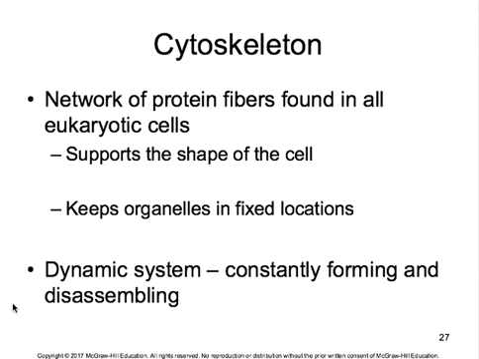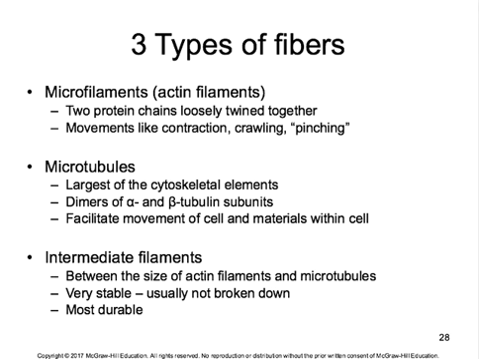Another part of the cell you need to understand is called the cytoskeleton. This is a network of protein fibers found in all eukaryotic cells. It supports the shape of the cell and it keeps organelles in fixed locations. So it ensures that your nucleus stays in the same place in the cell or that your endoplasmic reticulum stays in the same place. It's a very dynamic system, so your cytoskeleton is constantly changing, forming and disassembling. So your cells will build up and break down parts of the cytoskeleton constantly, particularly if the cell has the ability to move. So there are three types of fibers, and we're going to go over each one in detail.